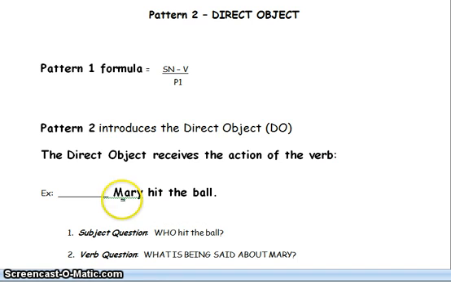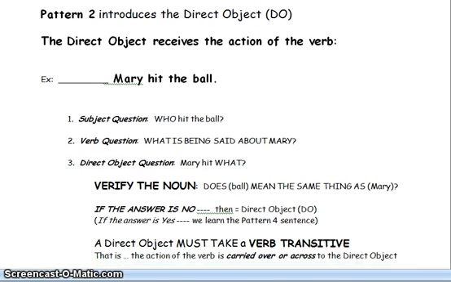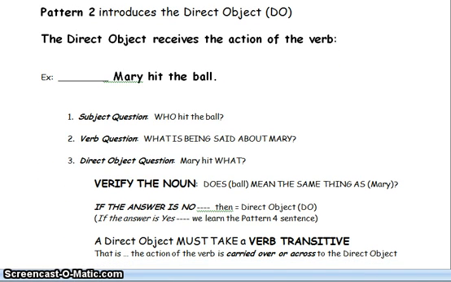So our example is Mary hit the ball. Always, always, always, we are going to start with the subject question first, and then we're going to go on to the verb question. So our subject question is going to be, who hit the ball? And our answer, of course, is Mary. Subject, noun. And our verb question, what is being said about Mary?